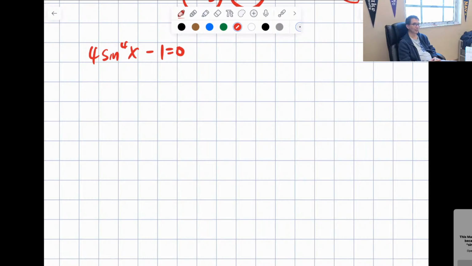Oh, this is square, not fourth. Sorry, this should be square. There are two ways to do this. Let's see if you can figure it out. Should I give you a clue or no? No clue. I will tell you, if you got two answers, you're wrong.